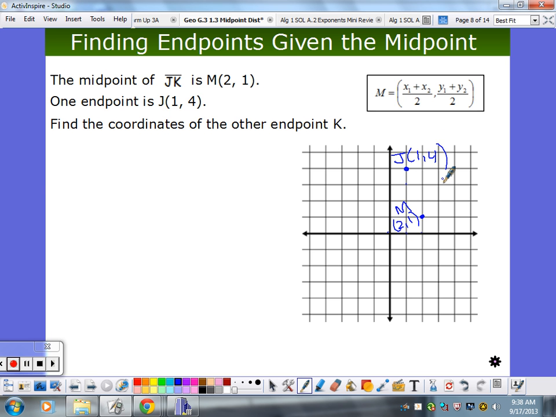Find the coordinates of the other endpoint. I'm going along there, and somewhere over here, going in equal length, going here, down here, someplace down here I have another endpoint. So now I have to find it. I have to find this endpoint K. How can I do that? What do you think, Isha?